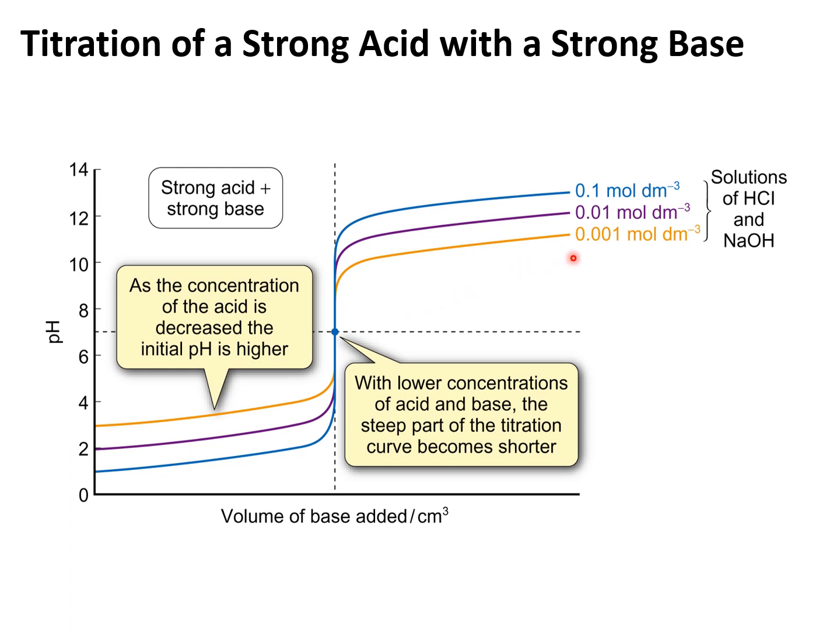However, the effect of the concentration we see is that as the concentration decreases, the starting pH of the titration increases, since pH is determined by the concentration of the acid. In addition, we see that the curves become shallower, or, as we see in this text, the steep part of the curve becomes shorter as the concentration of the acid decreases.